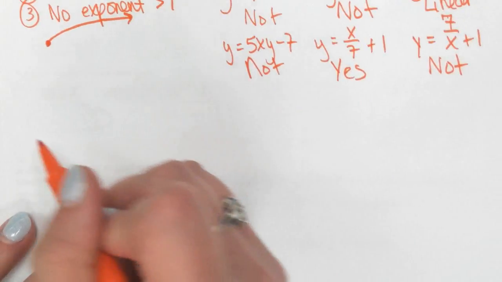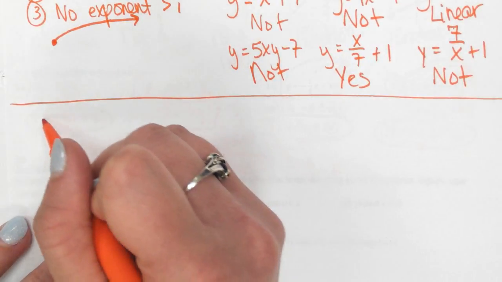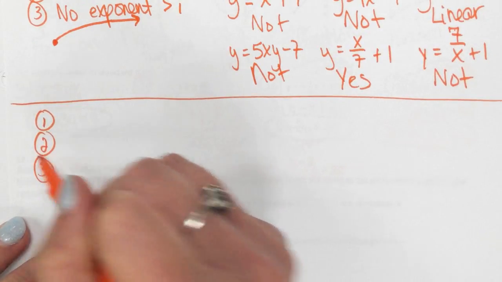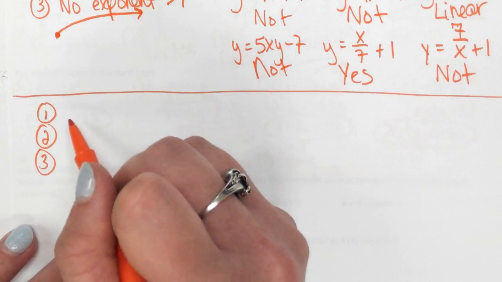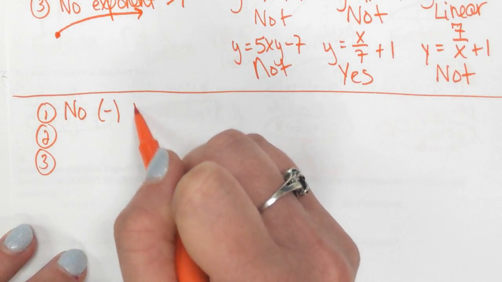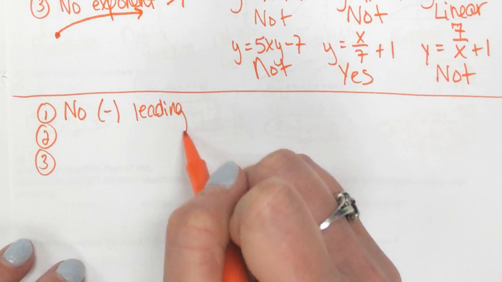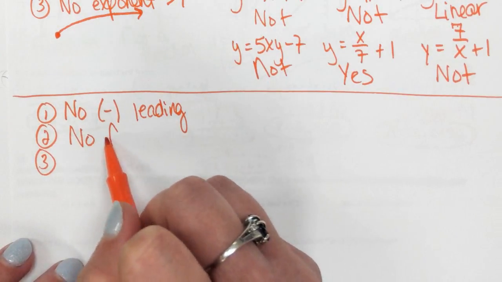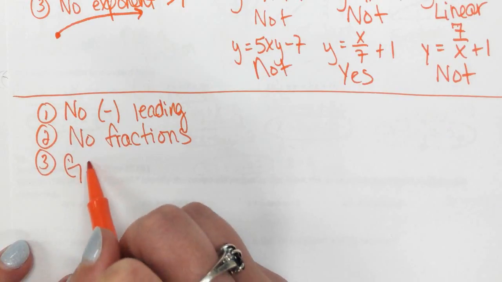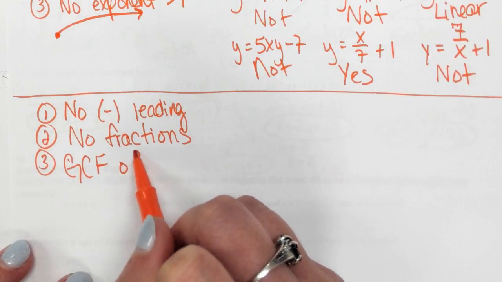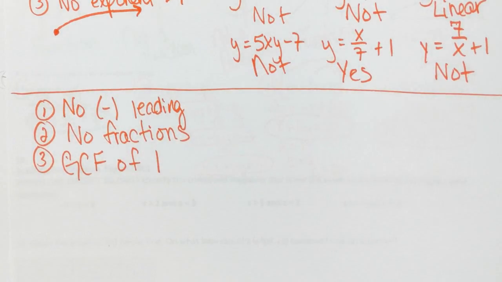What about standard form? The leading coefficient cannot be negative. No fractions at all. And they cannot have a greater common factor than that. It has to have a GCF of 1, right?